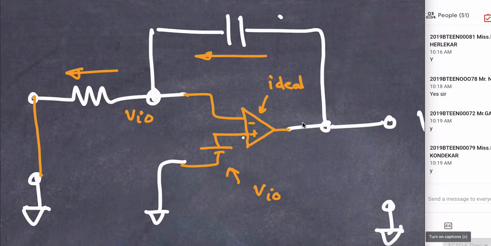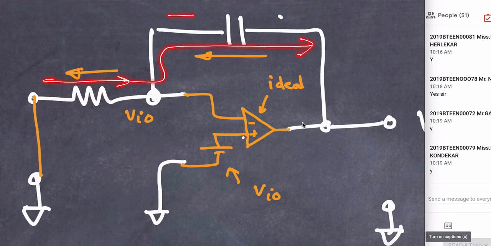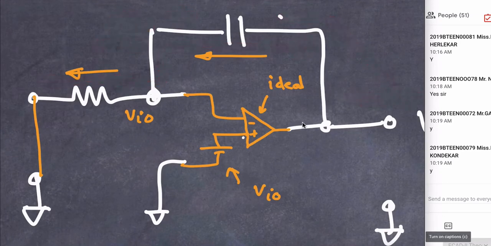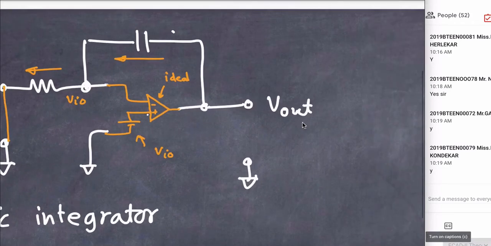Okay. In case VIO is negative, because it can be anyway, the current will be like this, and therefore capacitor will charge like this. Left hand side is at 0 volt or nearly VIO, which is very small. The output voltage will fall down and then settle to minus V sat. Everybody agrees with this? Ultimately it will go to either plus V sat or minus V sat.